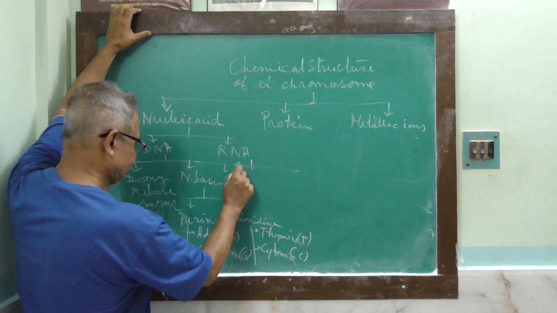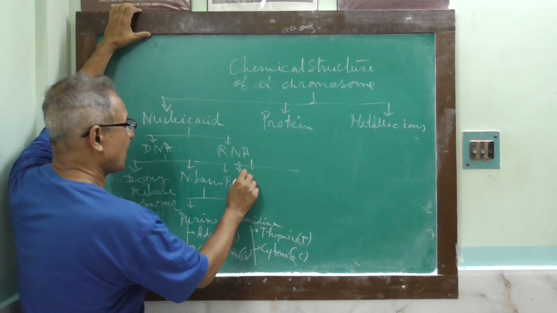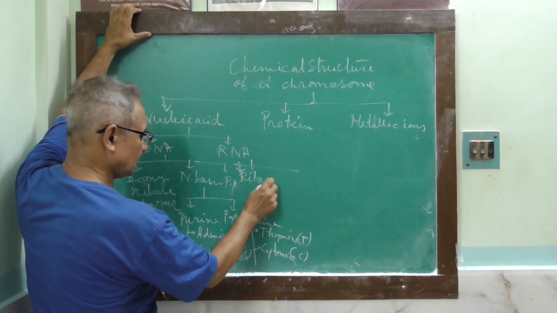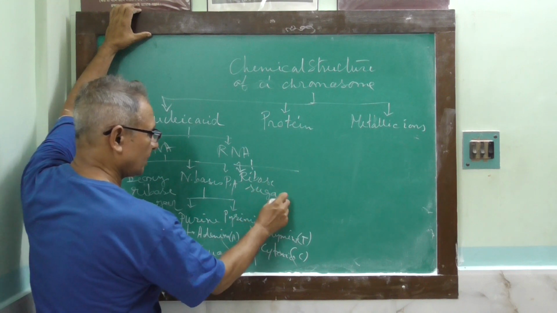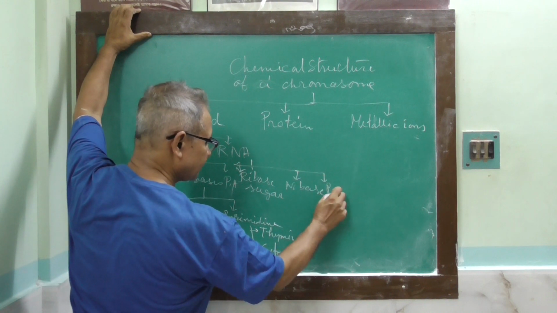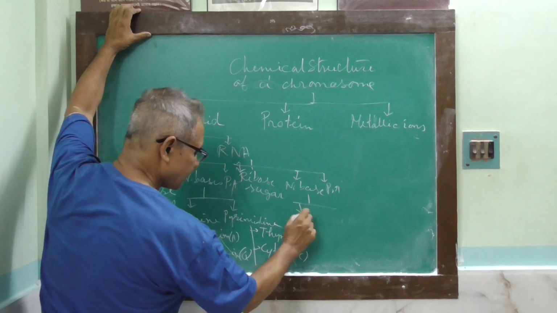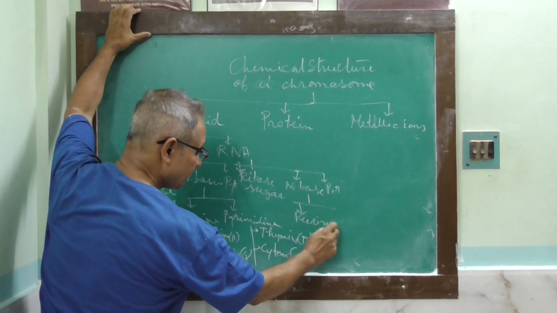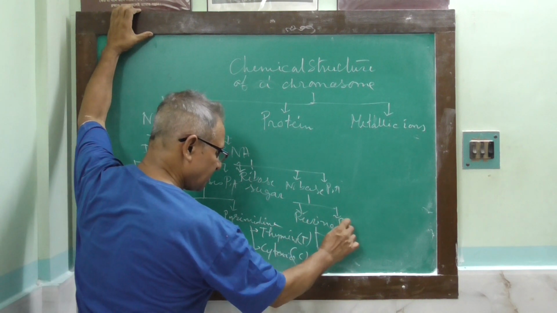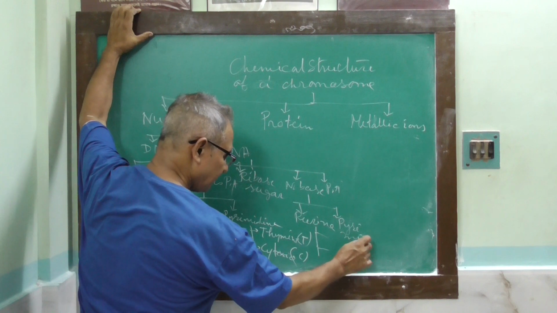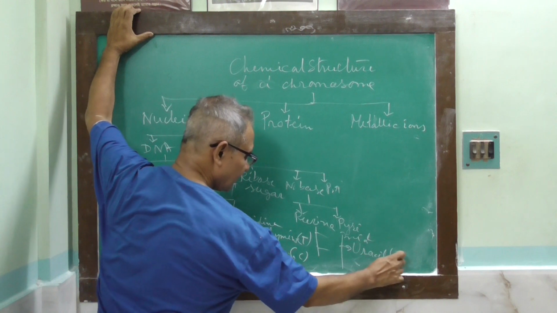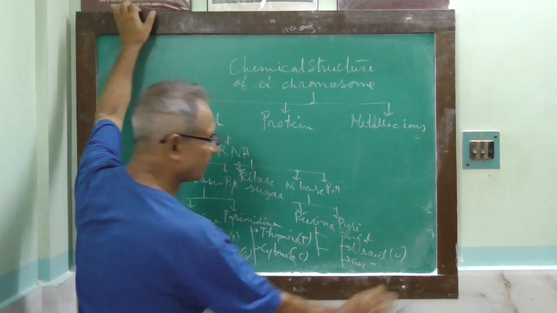Similarly, RNA has the ribose sugar, nitrogen base and phosphoric acid. These nitrogen bases, purine, are similar to DNA, that is adenine and guanine, and pyrimidine. Here, in place of thymine, uracil U is present, and cytosine.